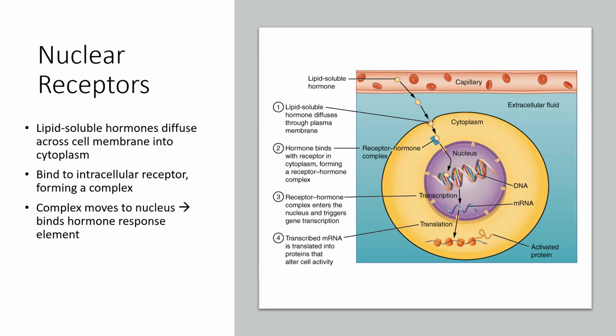Our nuclear receptors work a little bit differently. Our nuclear receptors are bound by our lipid-soluble hormones, so things like steroid hormones and thyroid hormone. These hormones are able to pass through the cell membrane into the cytoplasm, and then they bind an intracellular receptor, which forms a complex. This complex then moves into the nucleus, where it binds something called a hormone response element.